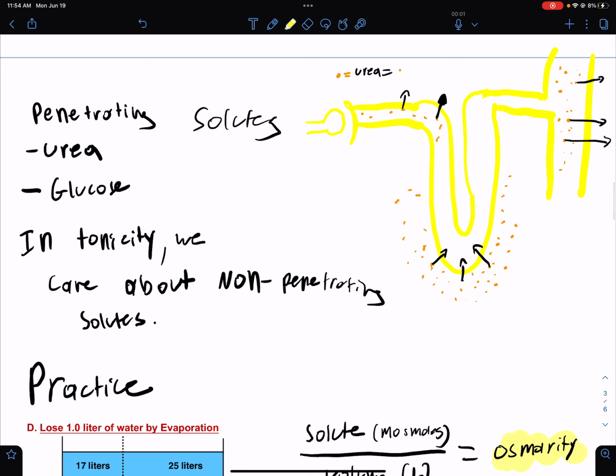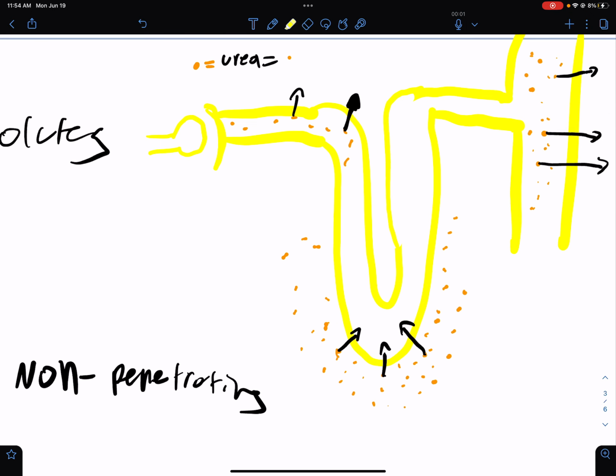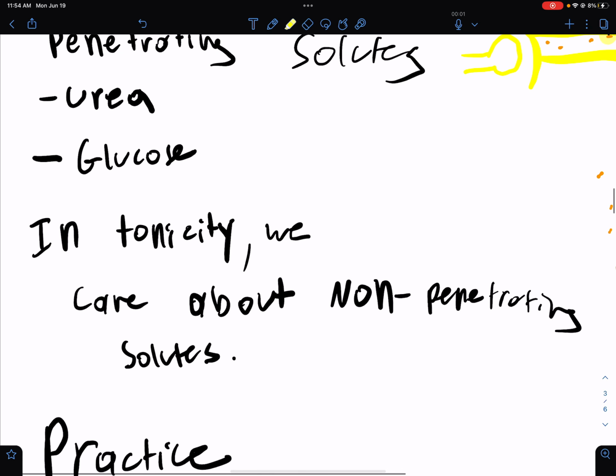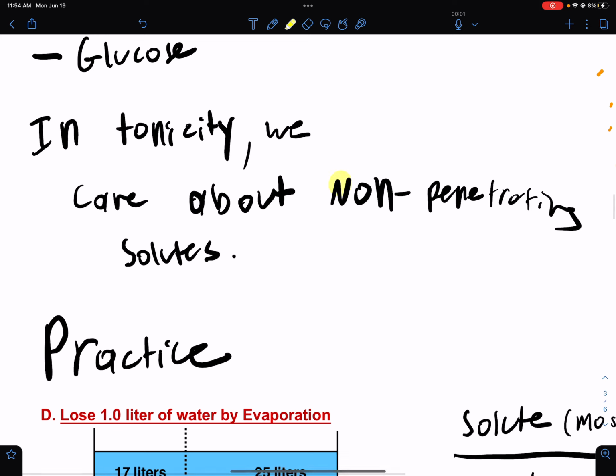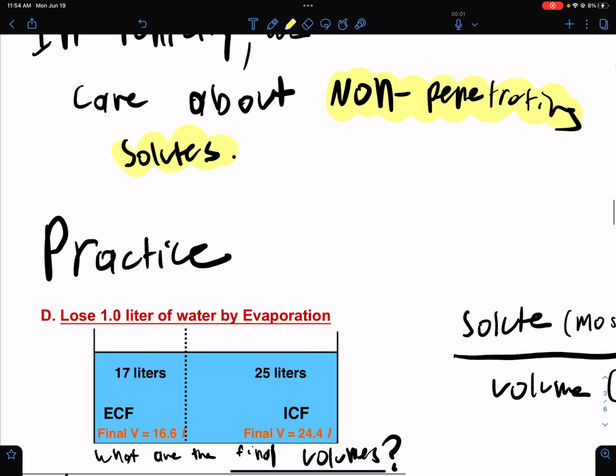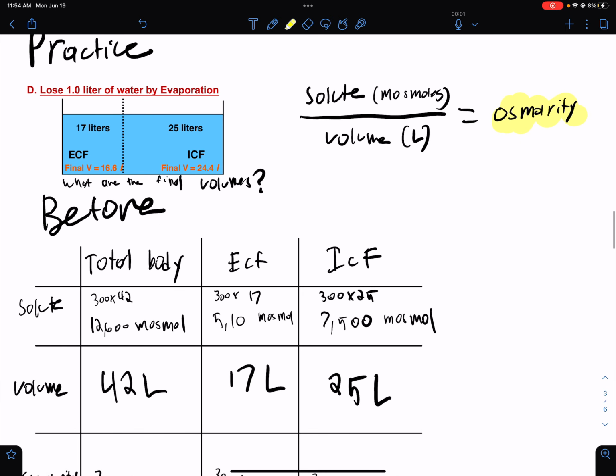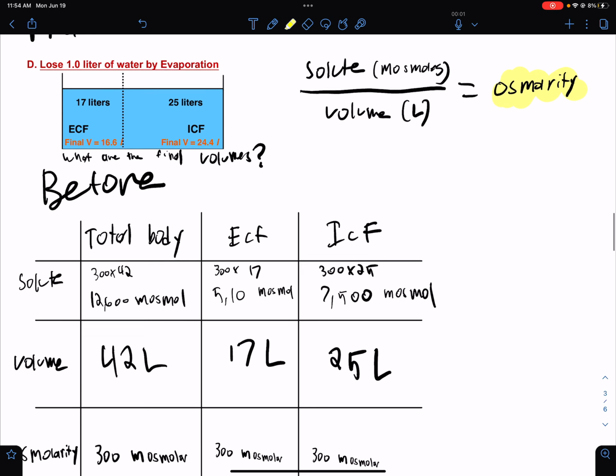Our penetrating solutes do not play a role in tonicity. They just freely diffuse. I drew a simple example that in the nephron, urea just follows its concentration gradients out and in to the tubules because it just freely diffuses. In tonicity, we really only care about these non-penetrating solutes. And so I have a practice problem here to help illustrate what we've talked about.